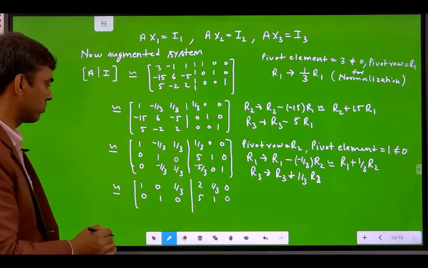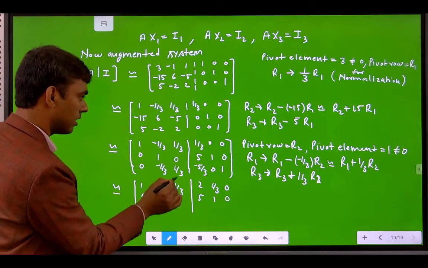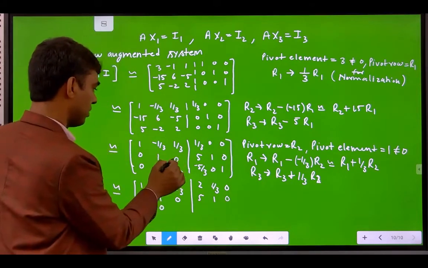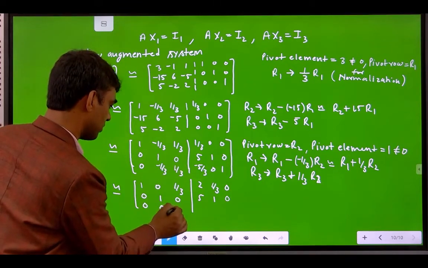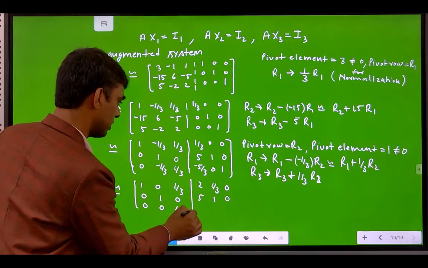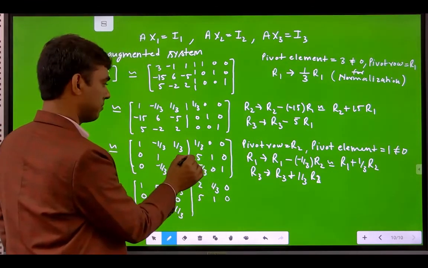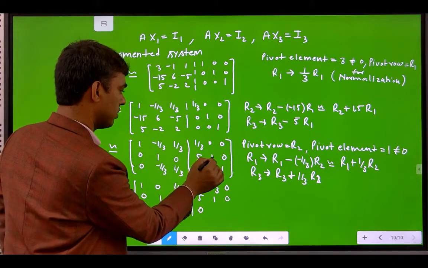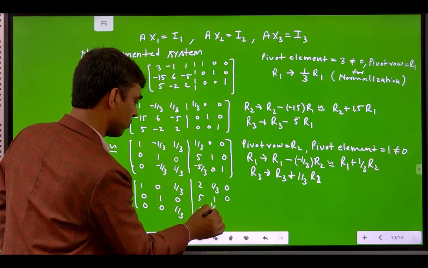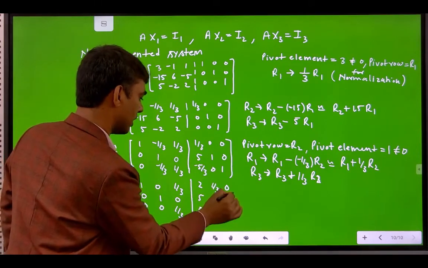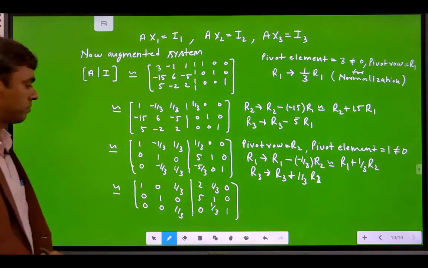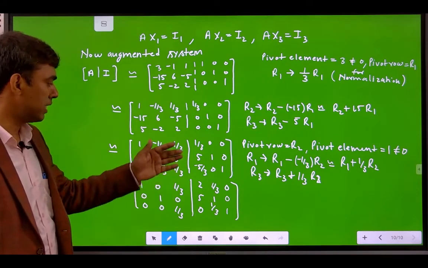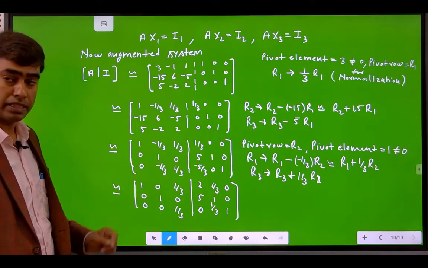And in the third row what will happen? This one is a 0, and R3 plus 1 by 3 R2. So this becomes 0 and this becomes 1 by 3. There is no change here, and here we multiplied by 5 by 3. So this becomes 0, and this becomes 1 by 3, 1 by 3, and this becomes 1. This is the elimination of the second variable from the first and third rows.